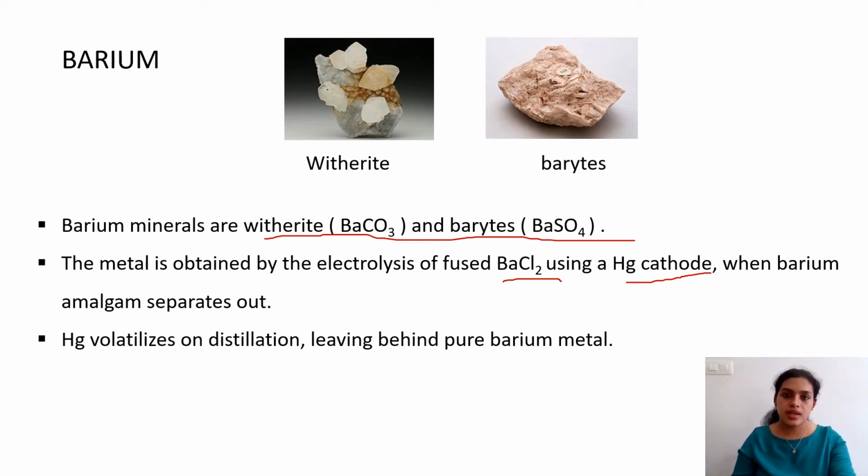And after this electrolysis process, barium amalgam separates out. We are not getting pure barium, but you are getting an amalgam. Amalgam is a compound of the metal with mercury, right? So, barium amalgam separates out, and that can be separated by distillation. Okay, mercury volatilizes very easily, leaving behind pure barium metal.